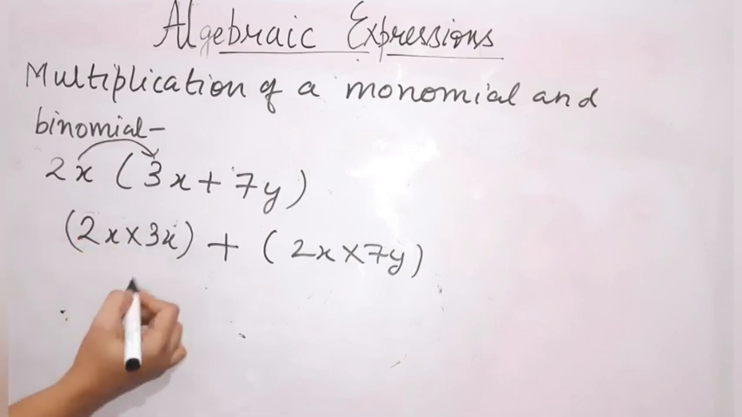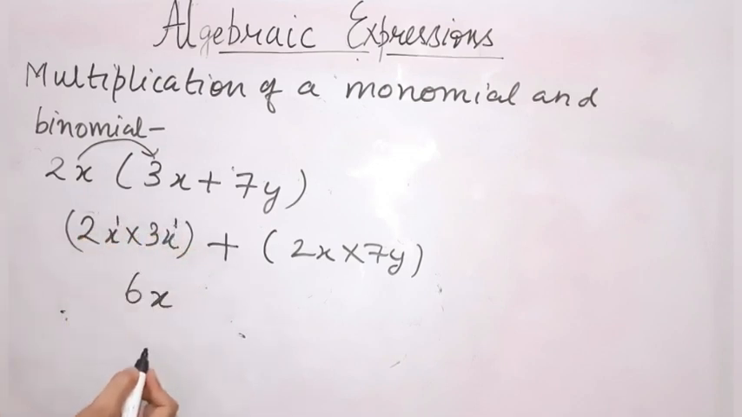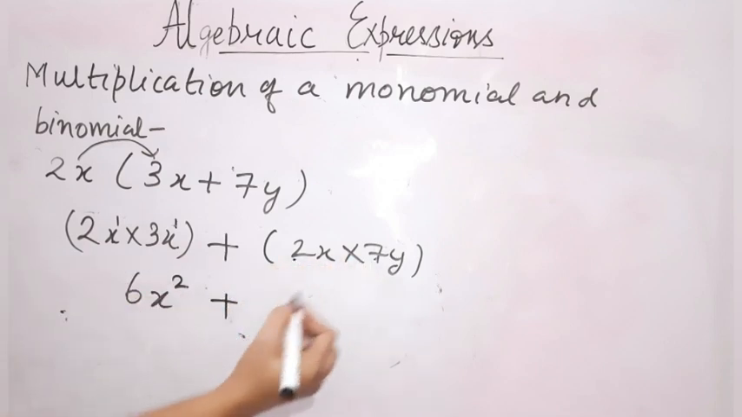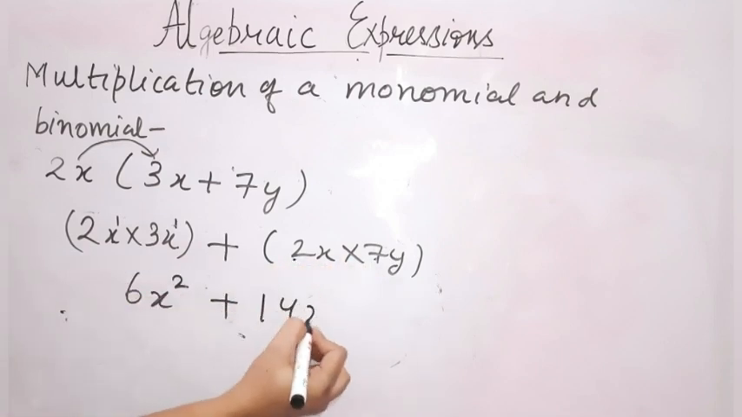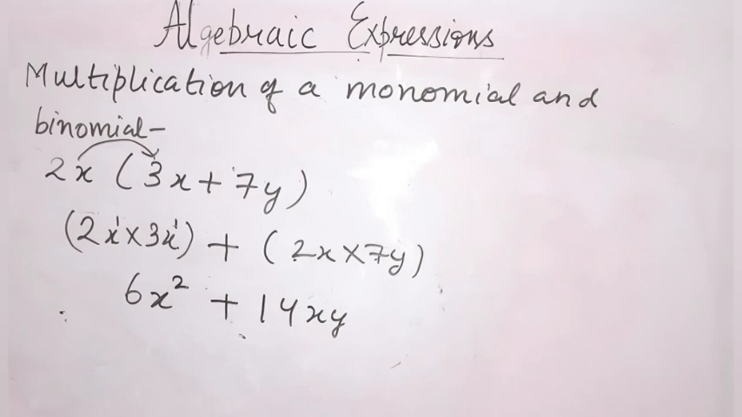So 2 3s are 6 and x multiplied by x. In the multiplication, as per the law of exponents, the powers are added. So it will be 6x square, and here it will be 2 7s are 14, so 14xy. Since x and y are different literal factors, we cannot add the powers of x and y. If the literal factors are the same, then you can add up the powers.